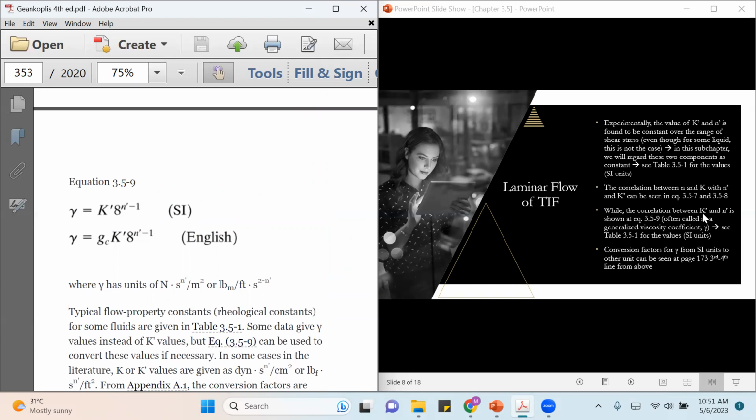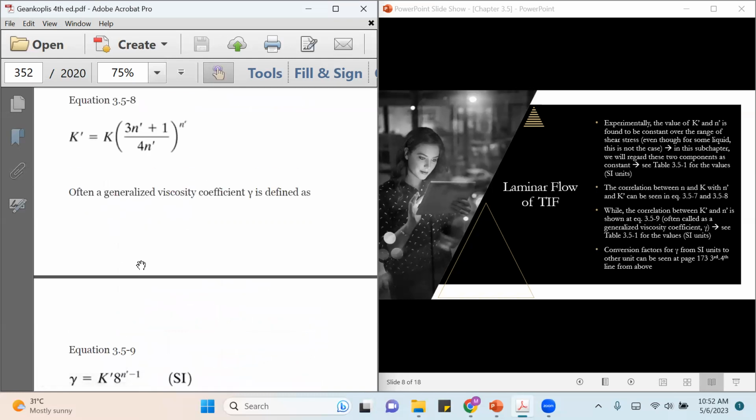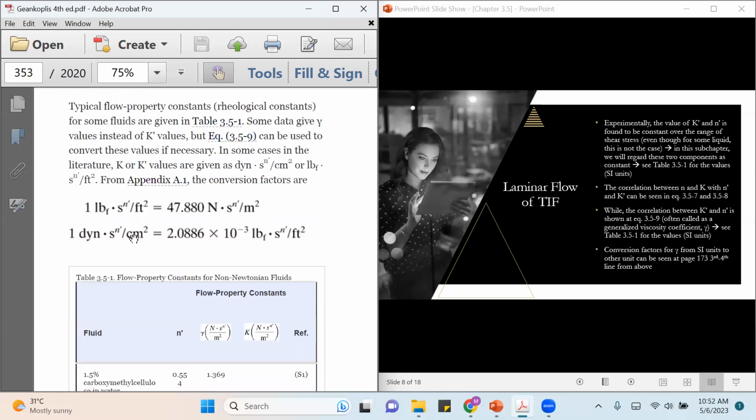The correlation between Kxn and Nxn is shown in equation 9. This gamma is actually the generalized viscosity coefficient. So if you don't know the Kxn value, but you know the gamma and the Nxn value, then you can find the Kxn value. And then the conversion factor for gamma from SI unit to English unit can be seen here.